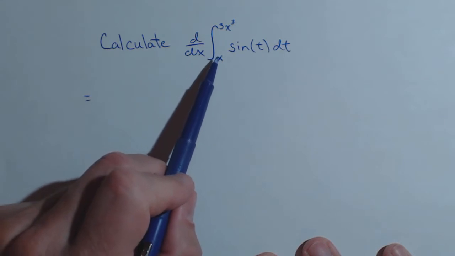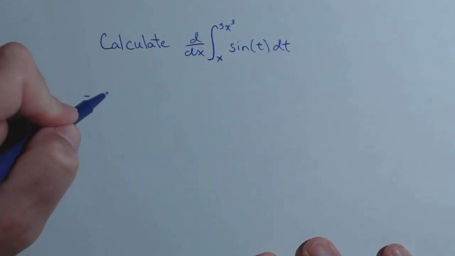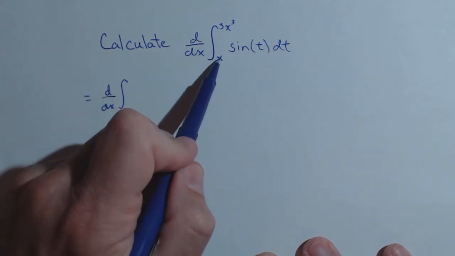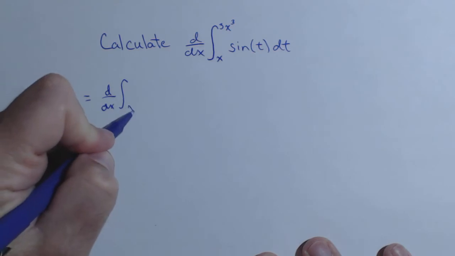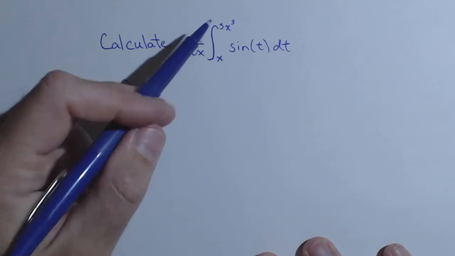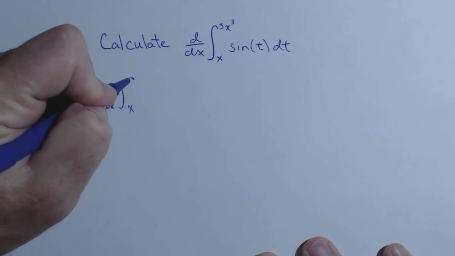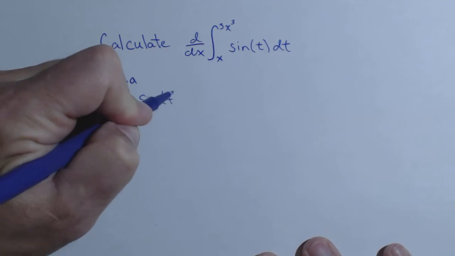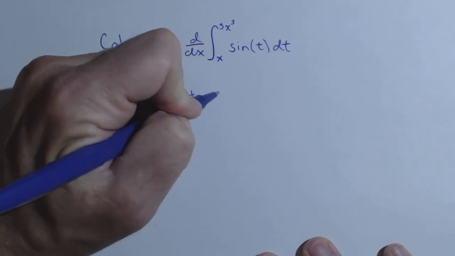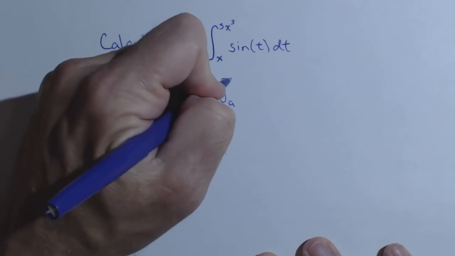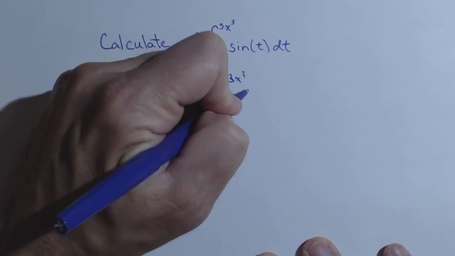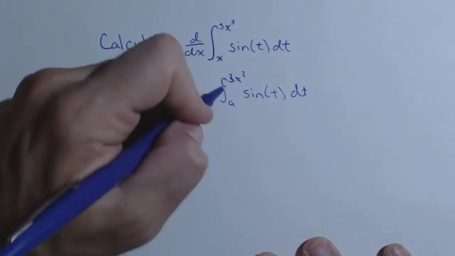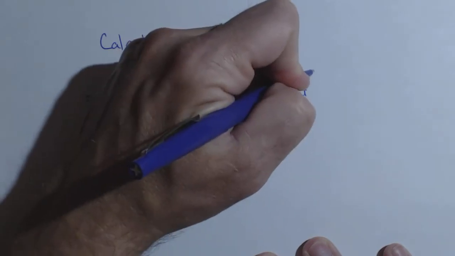First thing we're going to want to do, though, is split this into two. So we're going to be taking the derivative of, I'm going to split my integral from x to some point in between x and 3x cubed. A is just some constant. Sine of t dt plus, now we're going to go from a to 3x cubed of sine of t dt. Oh, and we're taking the derivative with respect to x of both parts.